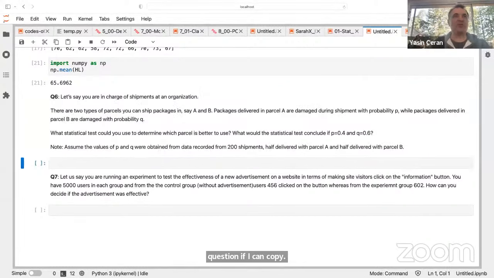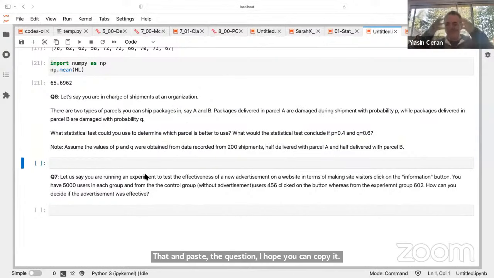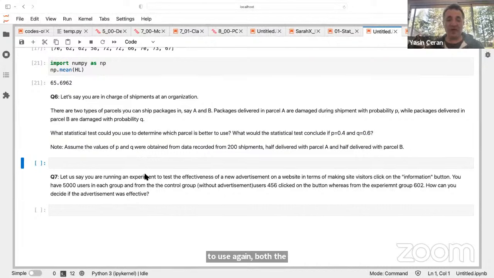Okay, so let's continue with the question. If that is the case, what statistical tests could you use to determine which parcel is better to use? Both individually have different probabilities of the packages being damaged. So what kind of statistical test will you use to decide which parcel is better to use? What will the statistical test conclude?